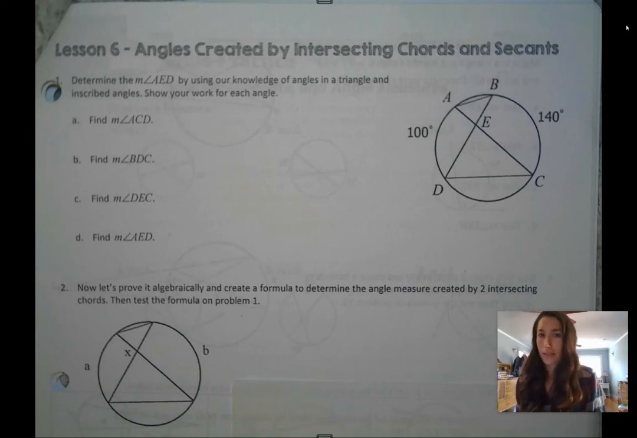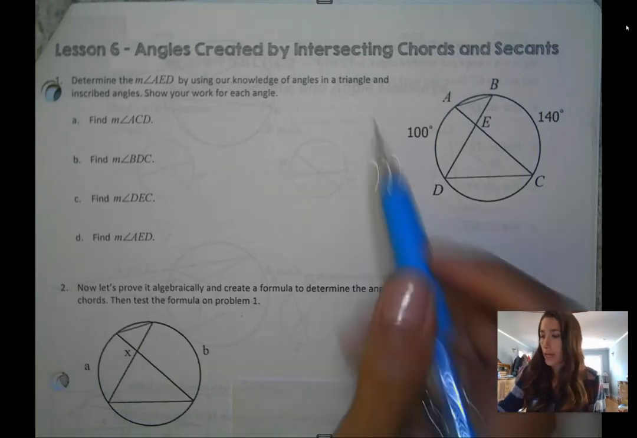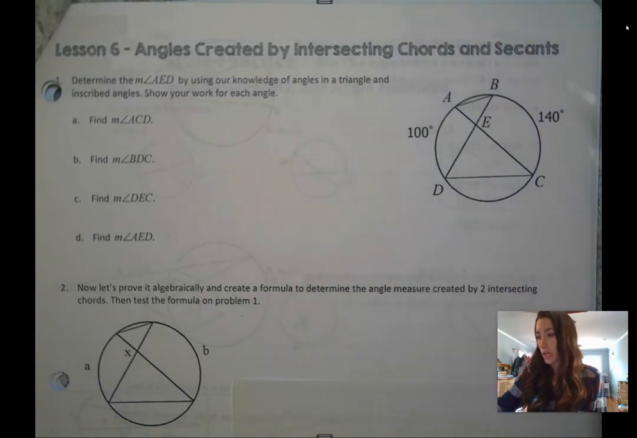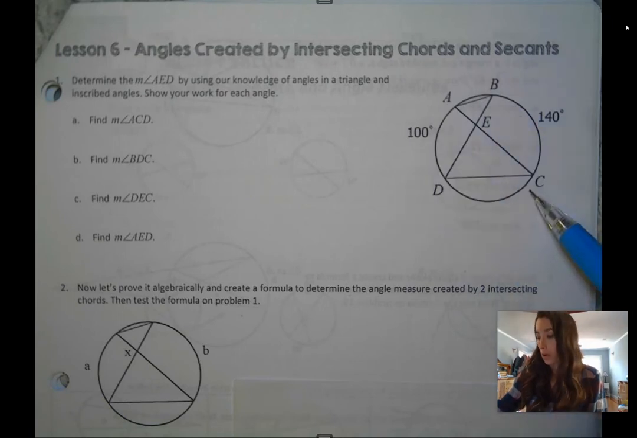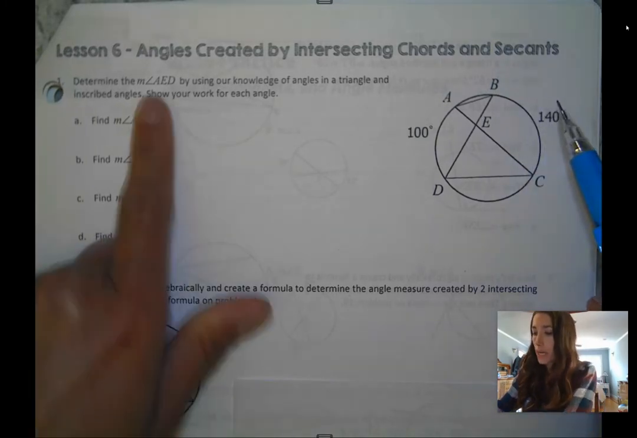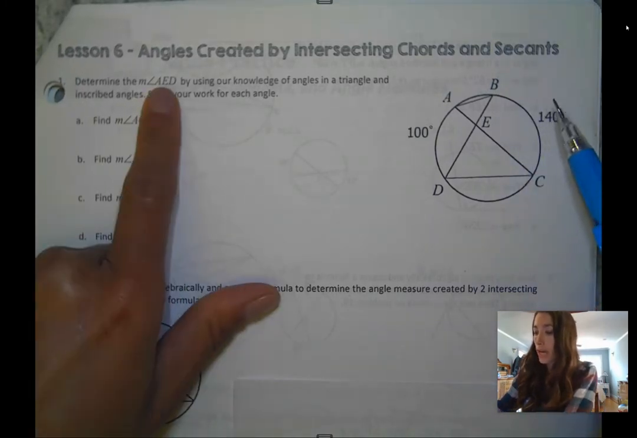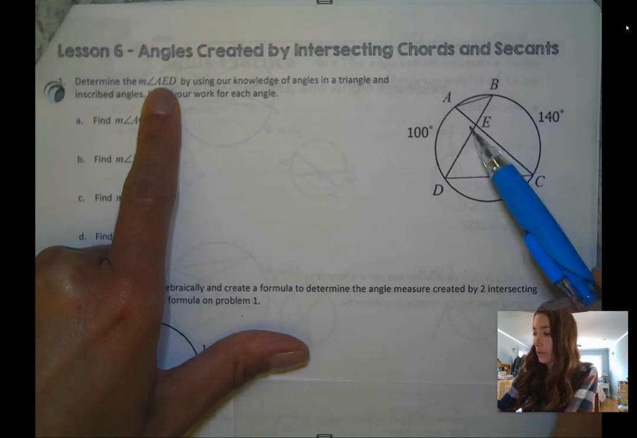All right, in this lesson, we are going to be looking at the angles that are created between chords and secants. Okay, so the first one here, we're looking at the angles with chords. We're on page 17 right now. So the first thing we want to do in this diagram is determine the measure of AED. That's the angle here at the center.